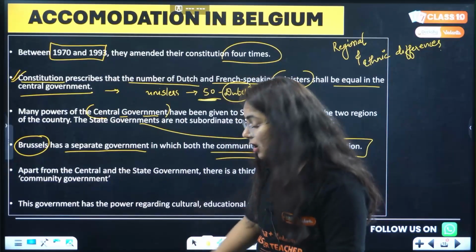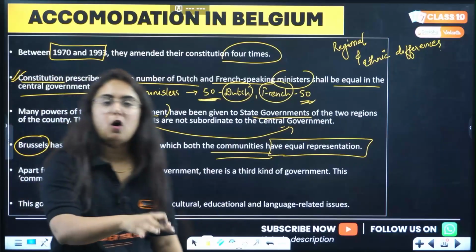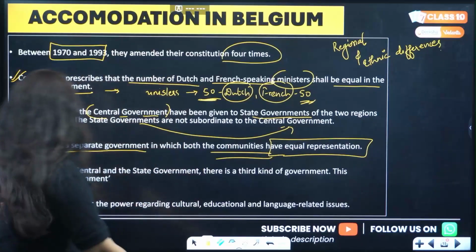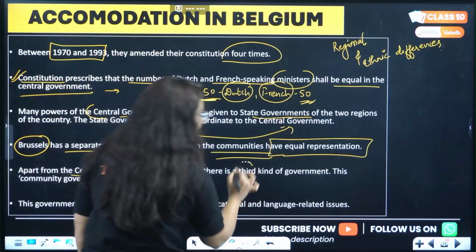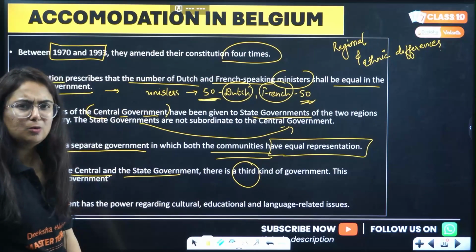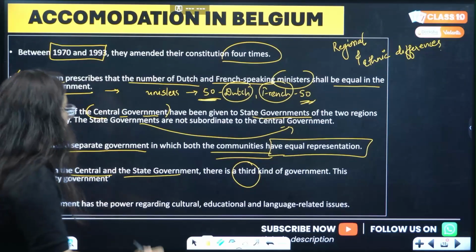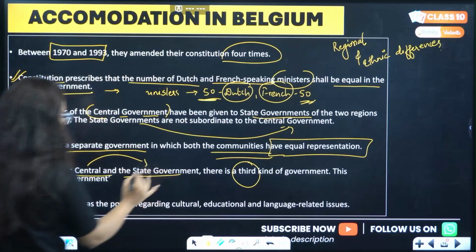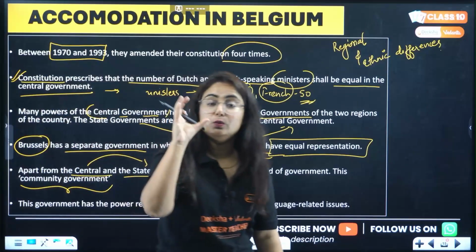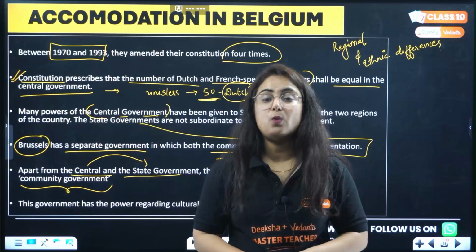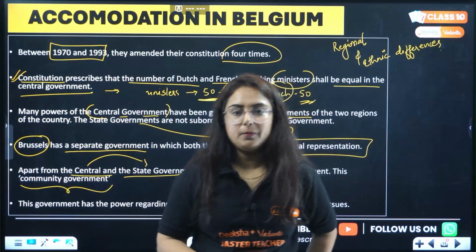Now comes the interesting twist which we never saw before in any country: apart from the central and state governments, there is a third type of government. Now you might be thinking, ma'am, is it panchayats? No. Apart from the central and state governments, there is a third type of government known as community government. Now what is this crazy community government?